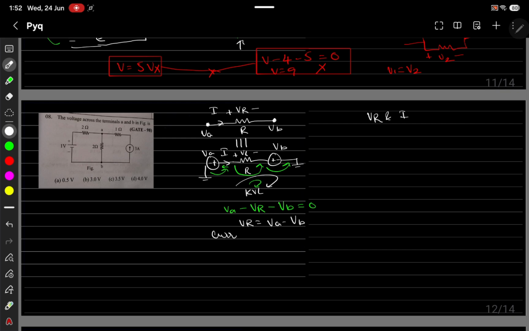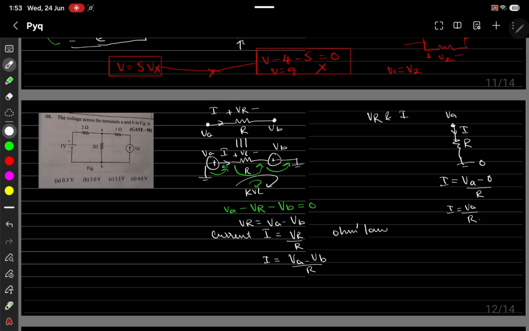And now current I is equal to VR by R. This is Ohm's law. And VR is equal to VA minus VB. Therefore (VA minus VB) by R is equal to I. Now what if this is VA, this is R and this is ground? Then what is the value of I? Since the voltage here is 0, (VA minus 0) by R is equal to I. Therefore I is equal to VA by R.